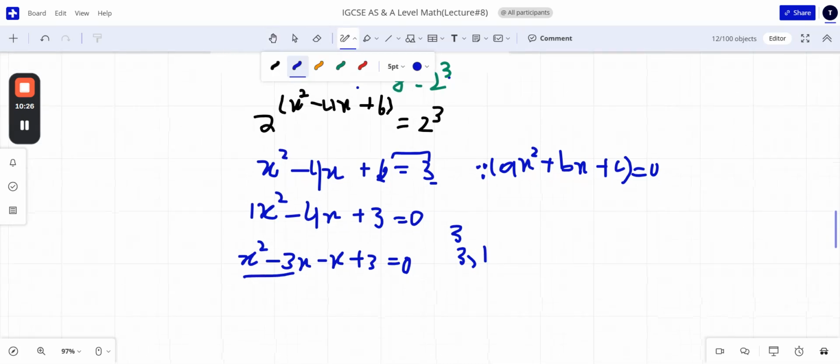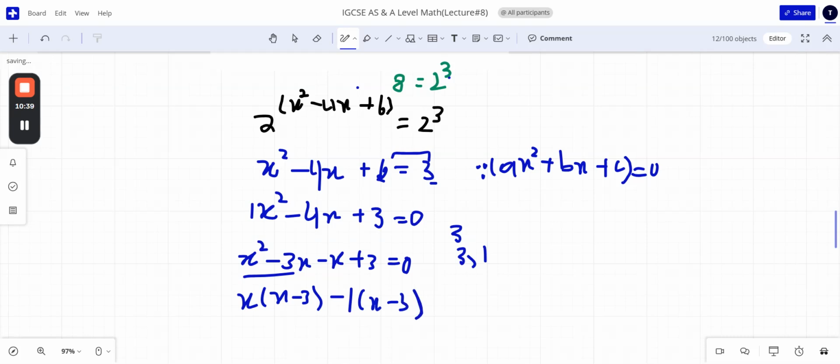Then what is common in the first two terms? Only x is common, so x minus 3. And here what is common? Minus 1, so the sign will change. x minus 3 equals 0. Then again we will take the common, which is x minus 3, and here x minus 1 equals 0.